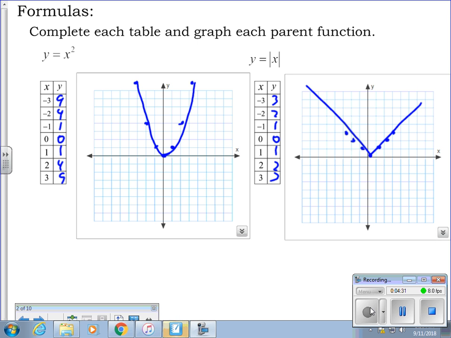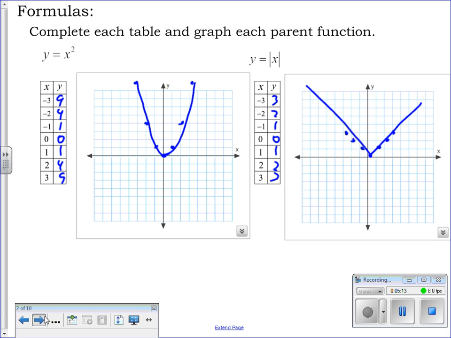These are your parent functions. Everything you're going to do today is going to change those. You're going to add or subtract to x squared, and multiply things times x squared. You're going to do the same to the absolute value. That is going to change how it looks. It's going to move the whole thing up or down, make it go left or right, make it wider or narrower, or make it point down. Your job today is to figure out what changes to the equation make what changes to the graph.